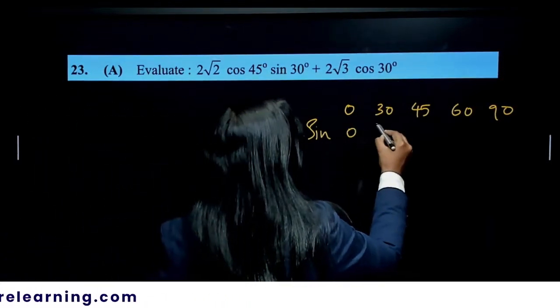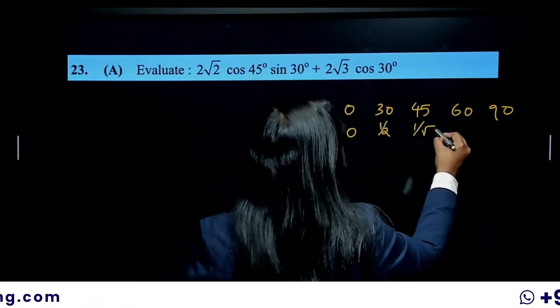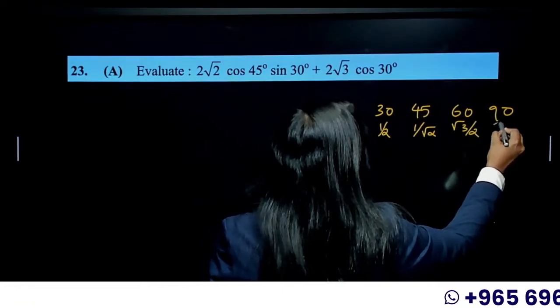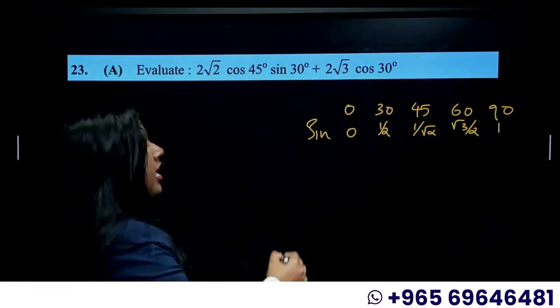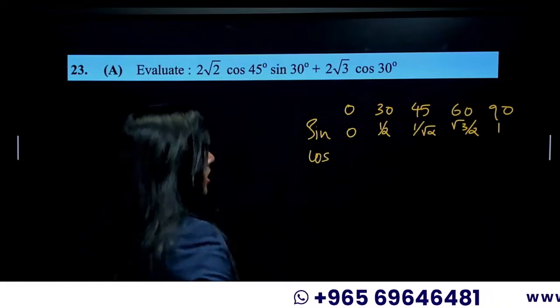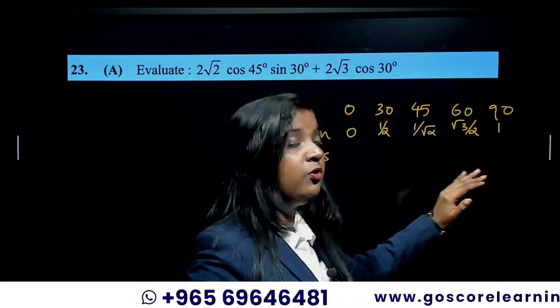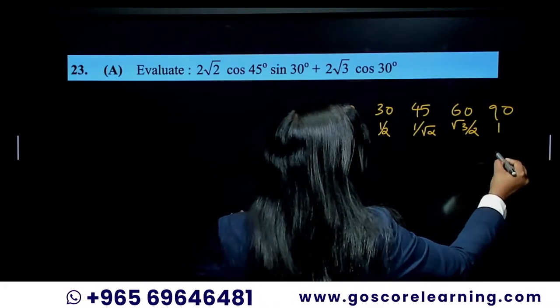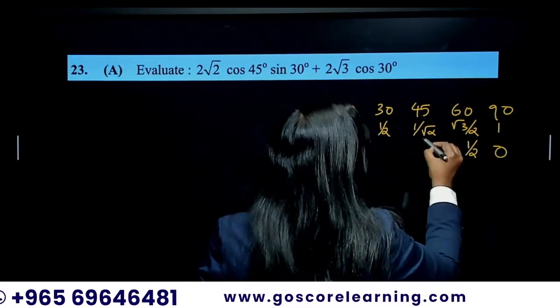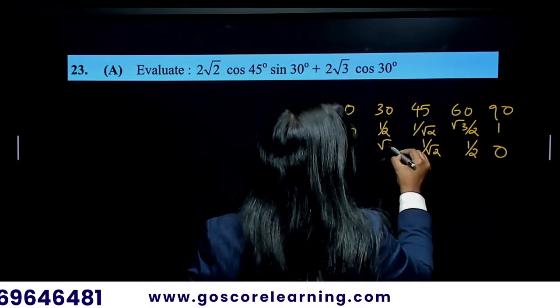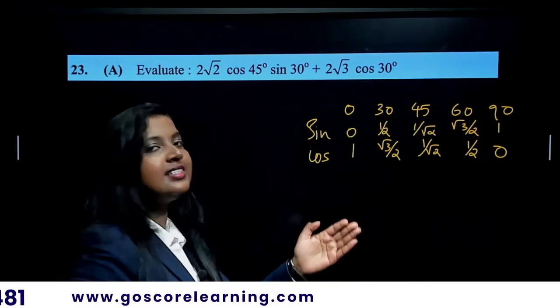The sine values are 0, 1 by 2, 1 by root 2, root 3 by 2, 1. Now for the cos values, start from the other side and write the same values: 0, 1 by 2, 1 by root 2, root 3 by 2 and 1. Just write the same values.